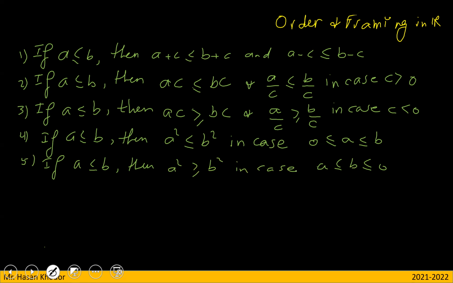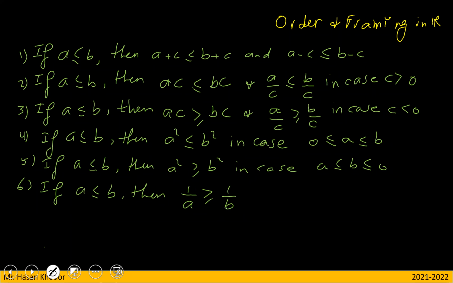What about inverting both sides of an inequality? Let's say rule number 6. If A is less than or equal to B, then 1 over A is always greater than 1 over B, regardless of any case. Always. When we take the reciprocal, the reciprocal of the smaller is bigger than the reciprocal of the larger number.